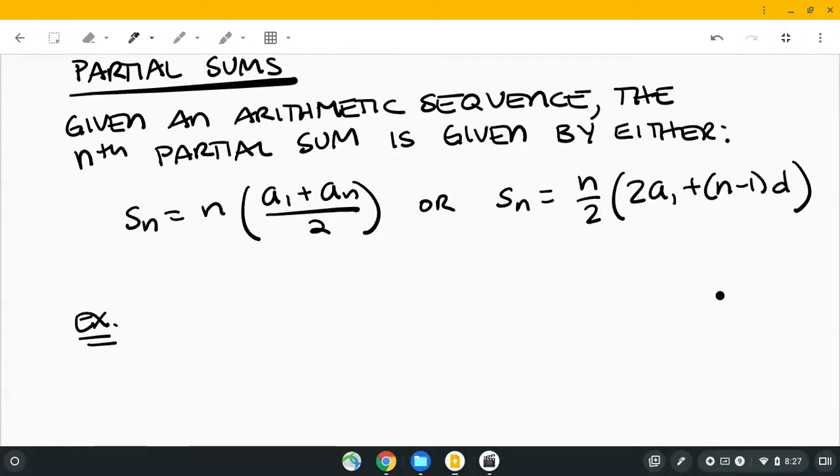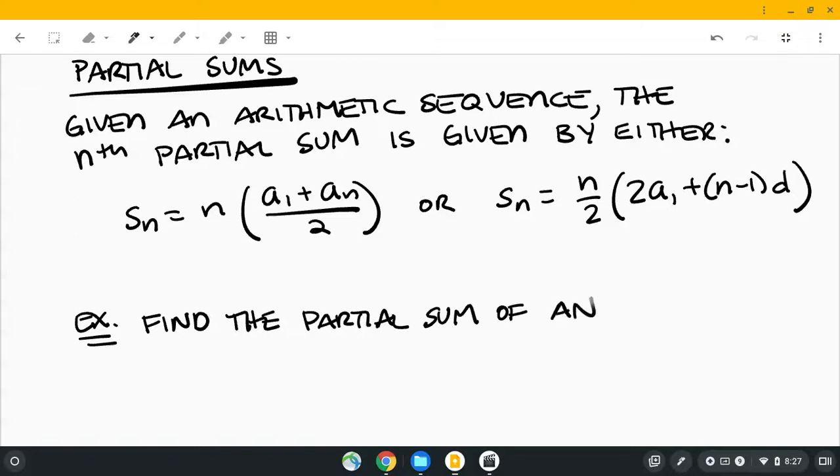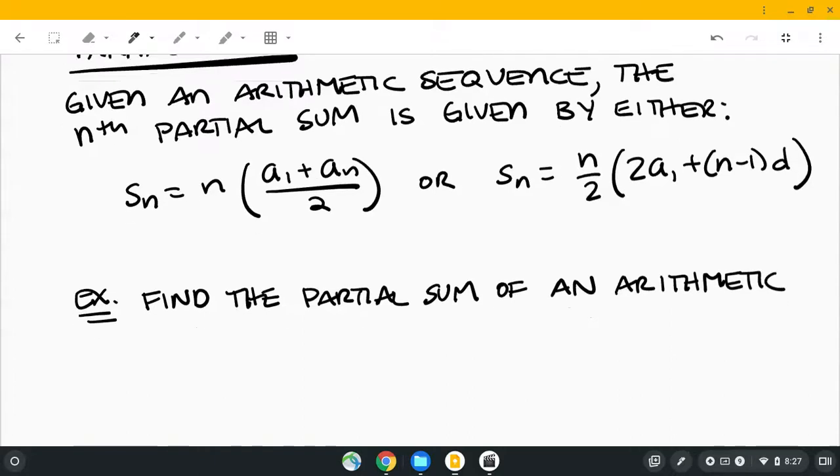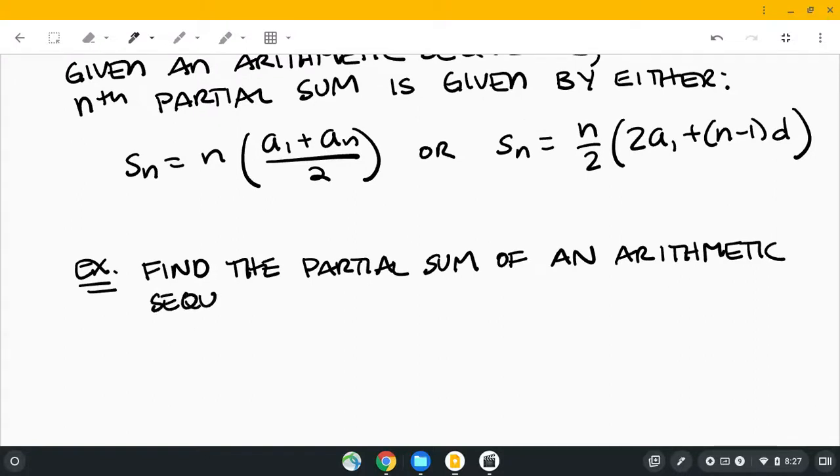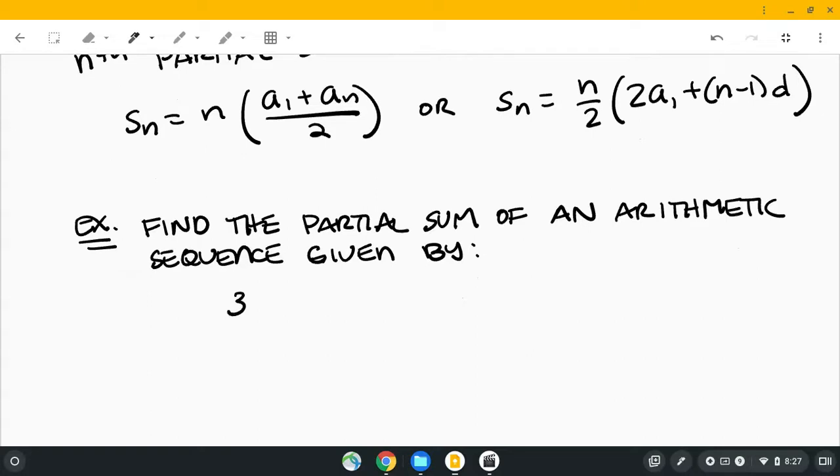Okay, so this here, partial sums, you can use either one. Let's take a look at this example. Find the partial sum of an arithmetic sequence given by these numbers: 3 plus 7 plus 11 plus 15 plus all the way up to 159.